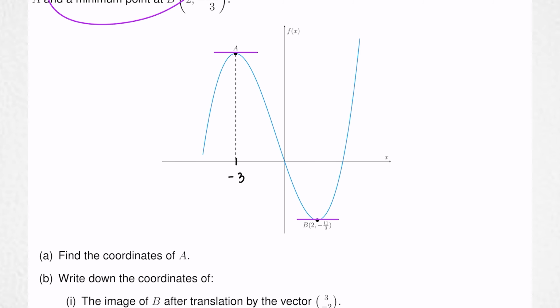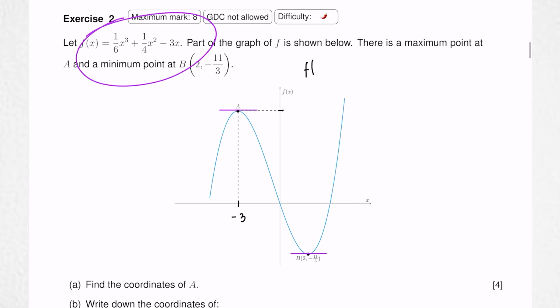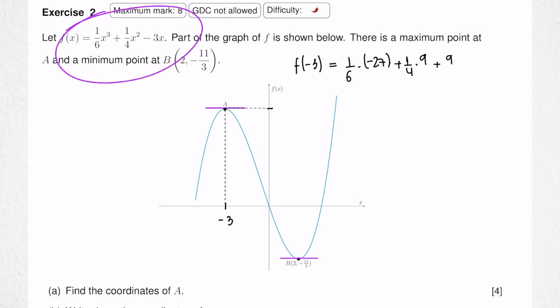Now, the way to find the y value is, of course, by plugging it into the original equation. And if you plug in negative 3 into the original equation, you get 1 over 6 times negative 27 plus 1 over 4 times 9, plus 9, which is 27 over 4. So this is 27 over 4, and the coordinates are negative 3, 27 over 4. One exercise down, 2 more to go.